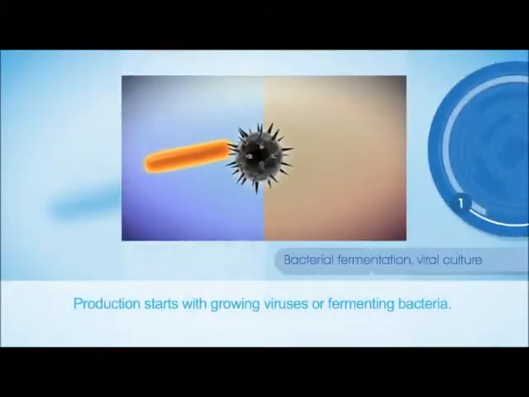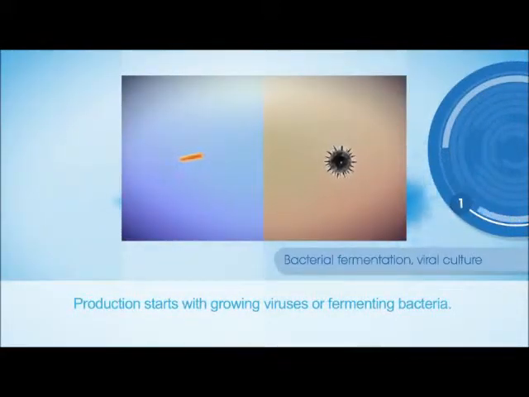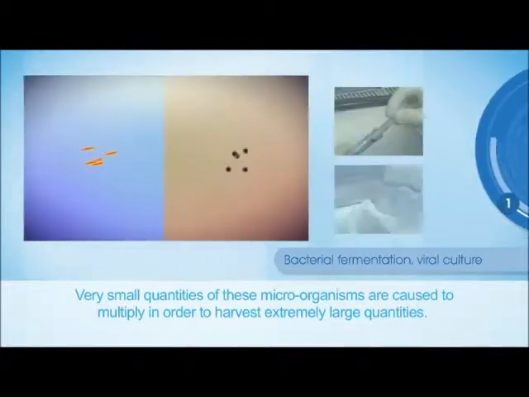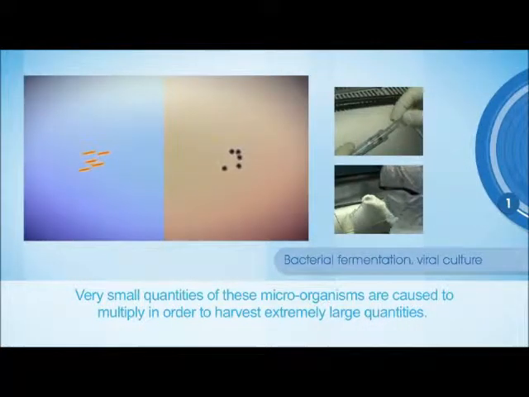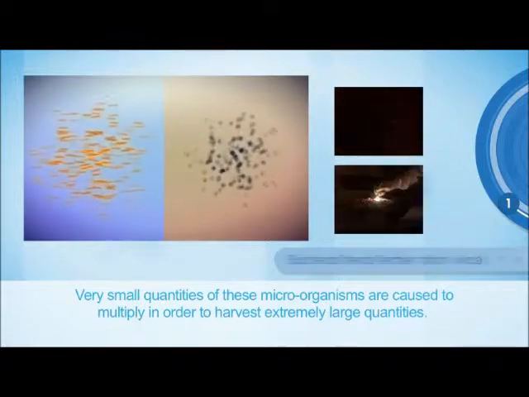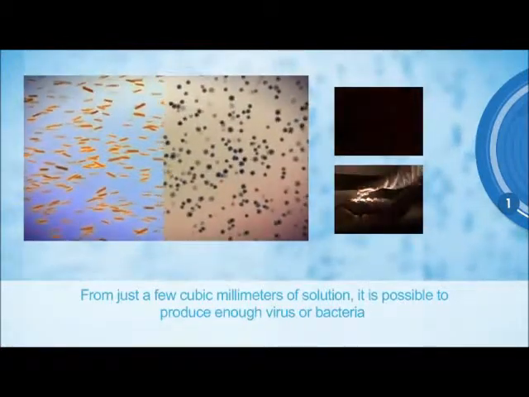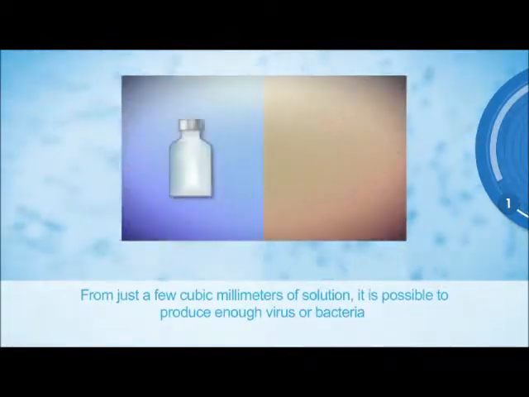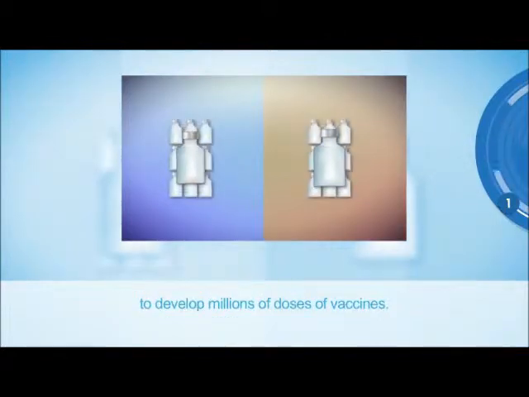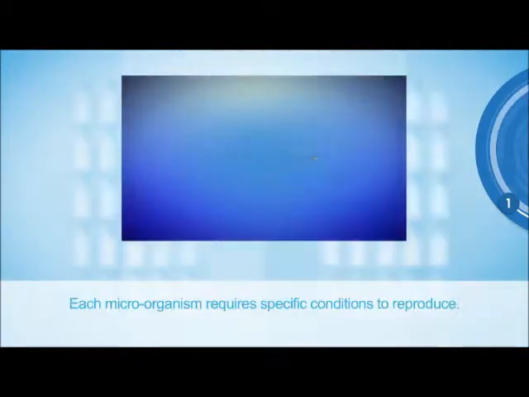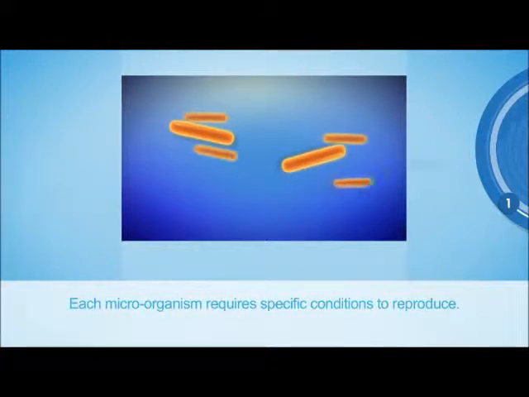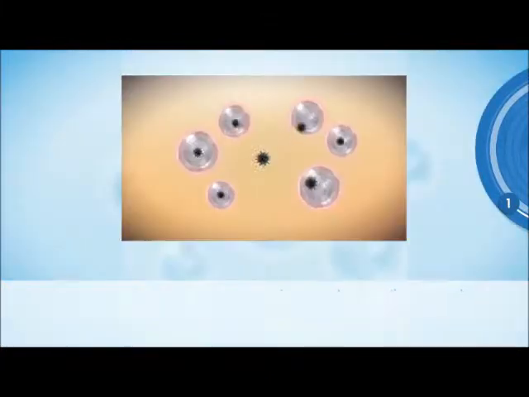Production starts with growing viruses or fermenting bacteria. Very small quantities of these microorganisms are caused to multiply in order to harvest extremely large quantities. From just a few cubic millimeters of solution, it is possible to produce enough virus or bacteria to develop millions of doses of vaccines. Each microorganism requires specific conditions to reproduce.